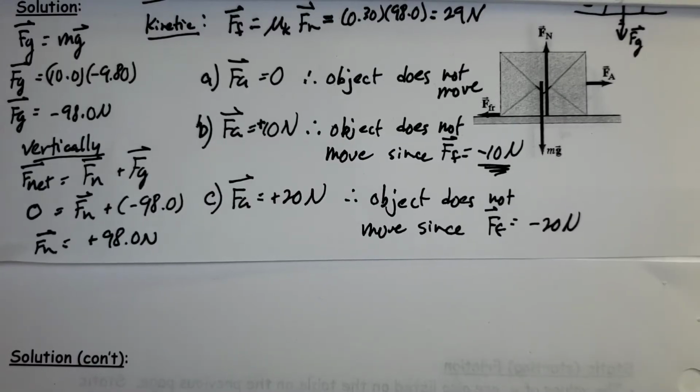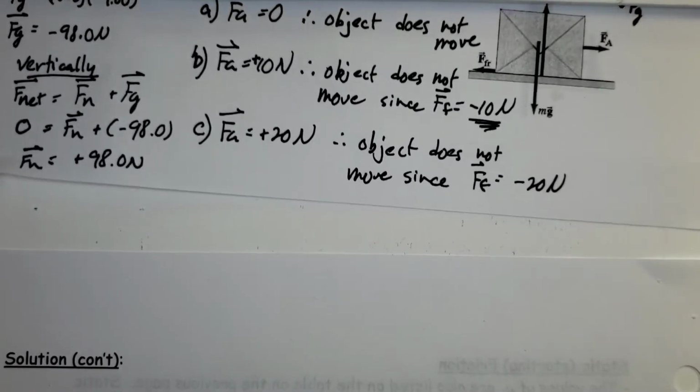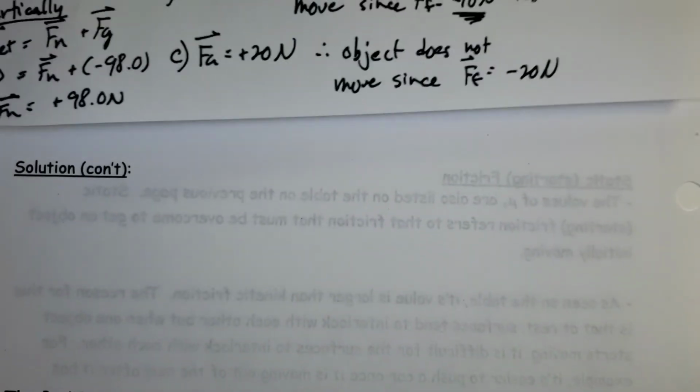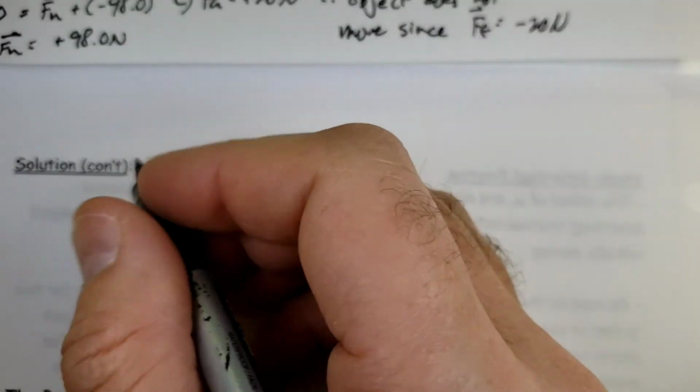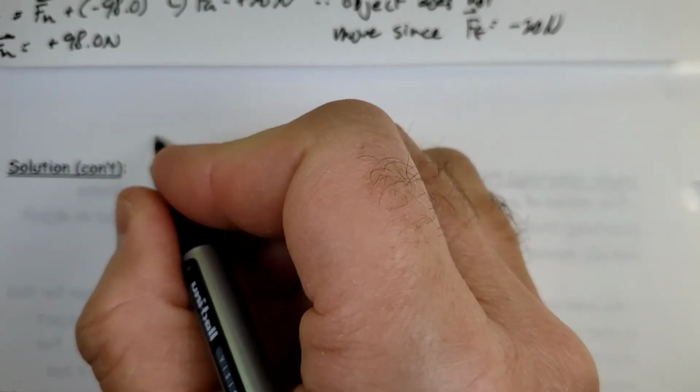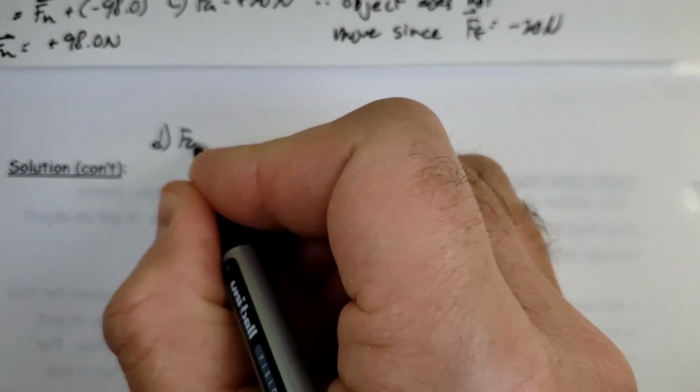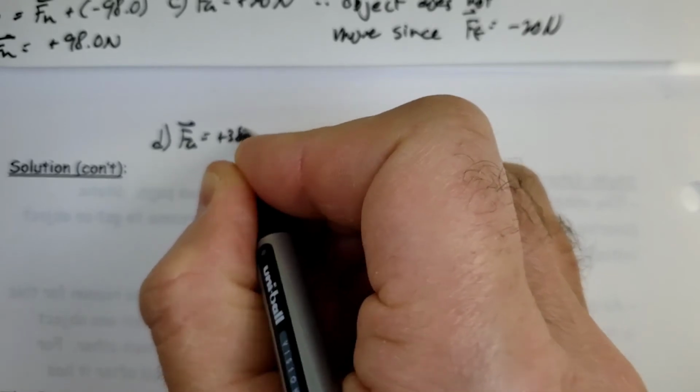Okay, if we turn to the next page, we'll continue this on the next page. So if we look here, we had 10 newtons, 20 newtons. Now let's do 38. So 38, let's simply move it up here. D, FA is equal to plus 38 newtons.